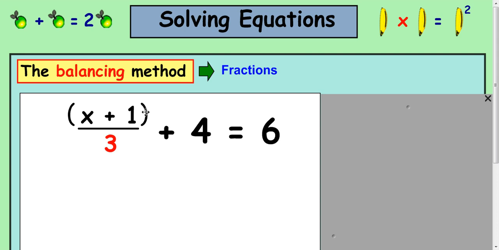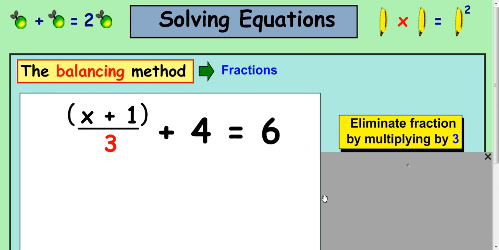Now the same rules apply with the fractions as we did before in the last lessons. You need to eliminate the fraction, and we do that by multiplying everything, in this case, by 3, because this is really a division by 3, so if we multiply by 3, that will get rid of this fraction. But we must do it to all the terms, this term, and the bracket. So that's what I'm going to do first. I'm going to eliminate the fractions by multiplying by 3.